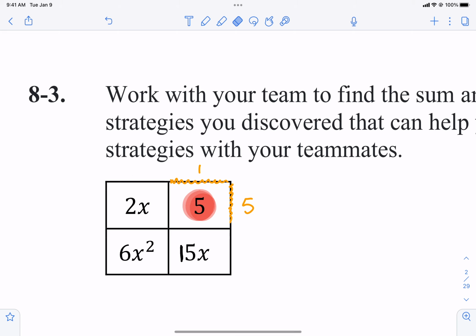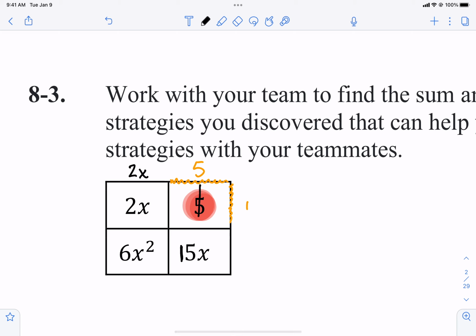Now, I chose to put 5 over here on the right, but I could have also put 5 up top. So if I move 5 up top, let's see if that makes any different changes. So now remember, 1 times something has to be equal to 2x. And hopefully you know that 1 times 2x is equal to 2x, right? Because if I were to multiply this times this, I should always get this. Nice job.